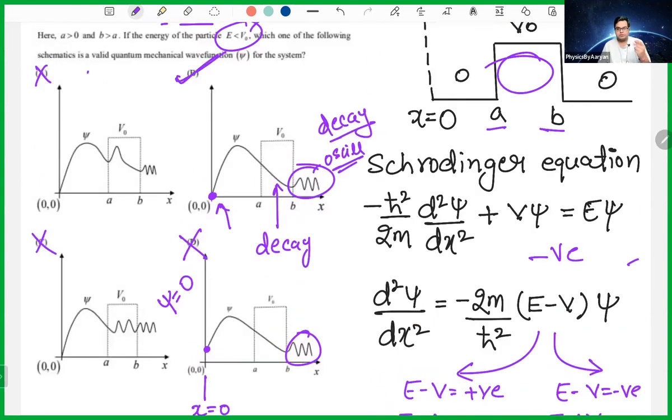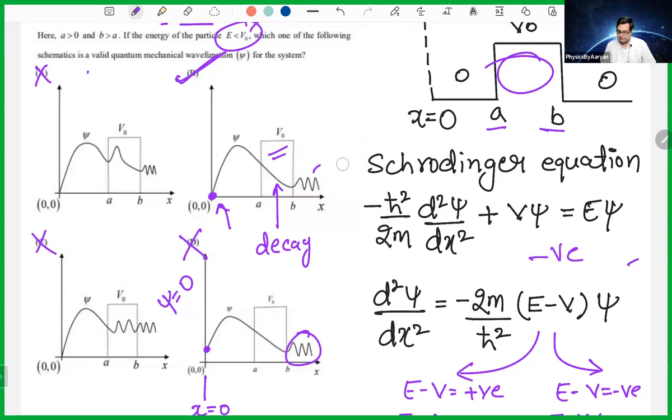So we used three concepts. At x equals 0, wave function is 0. Perfect. Then if our energy is greater than potential, then we have an oscillating solution. But if our energy is less than V naught, which is the case here, then we have a decaying solution. So we should have a decaying solution here, and we should have an oscillating solution here.